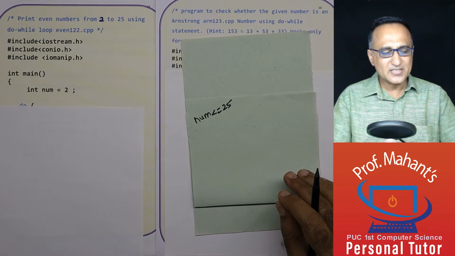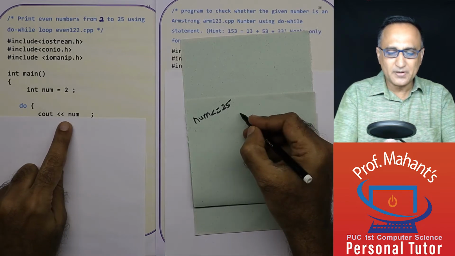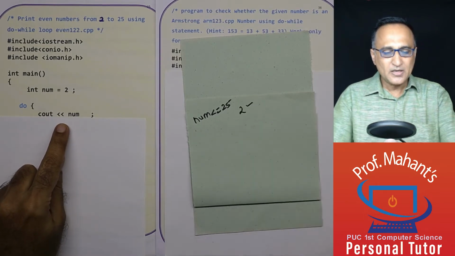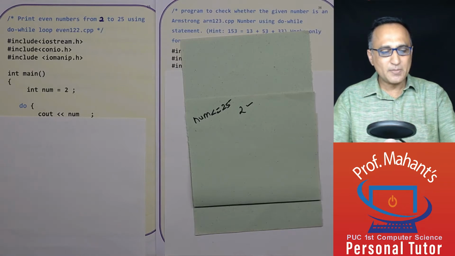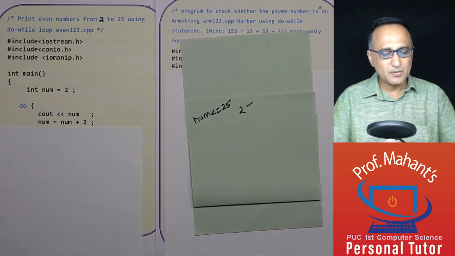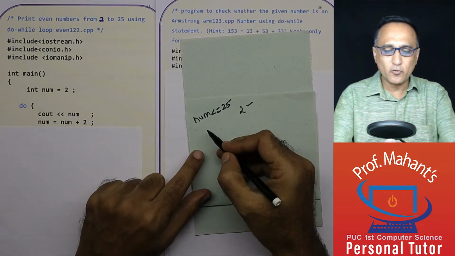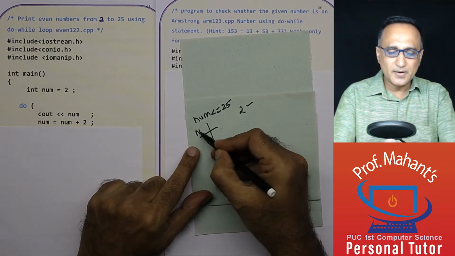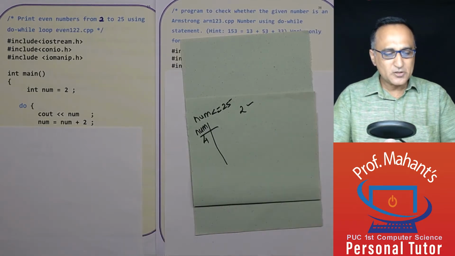Then look at this. I am having this do while construct. I am printing the number. Number is now 2, so first it prints 2. Next time it should print 4, so I am increasing number by 2. Number becomes number plus 2, so the new value of number happens to be 4.